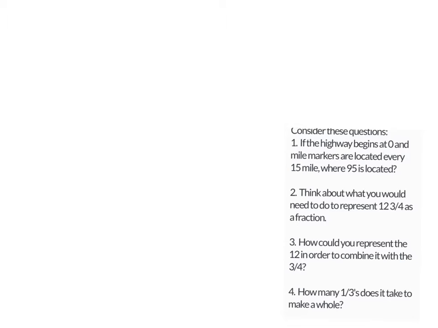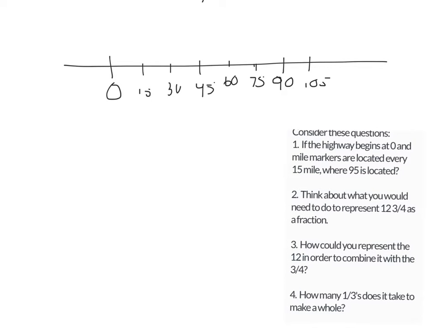Consider these questions before moving on. So if you consider those questions, question number 1 basically is saying, if a highway begins at 0 on a number line, and mile markers are located every 15 miles, where is 95 located? Well, if mile markers were every 15 miles, 15, 30, 45, 60, 75, 90, 105, where would 95 be located? Well, 95 would be located somewhere between 90 and 105.